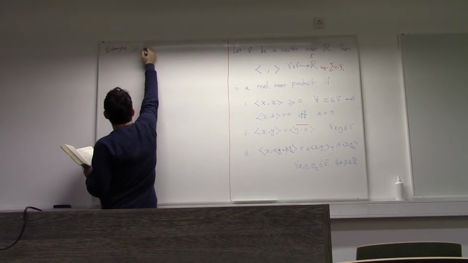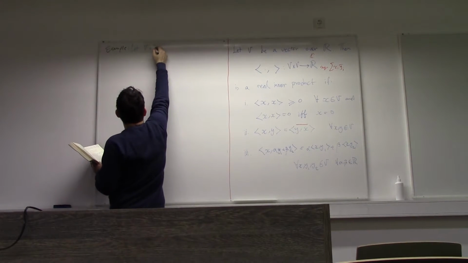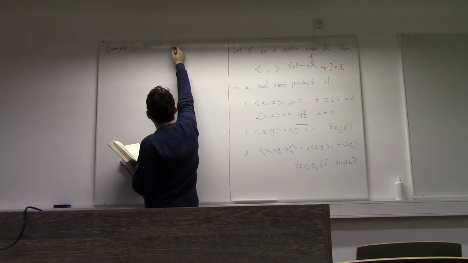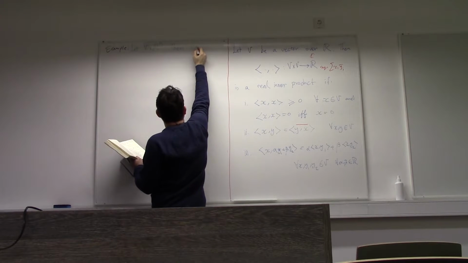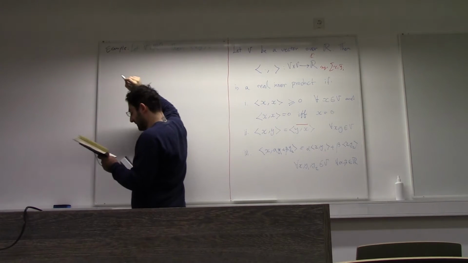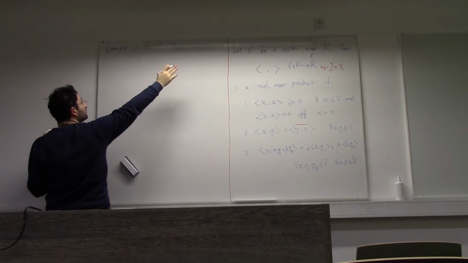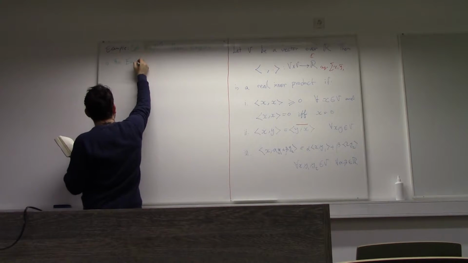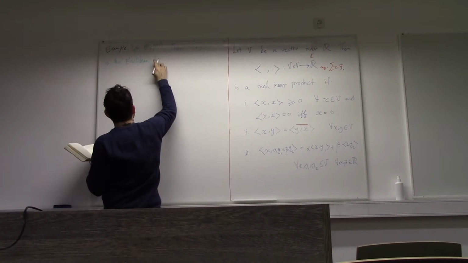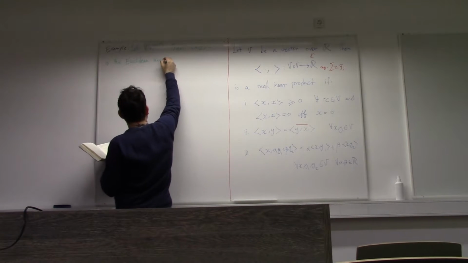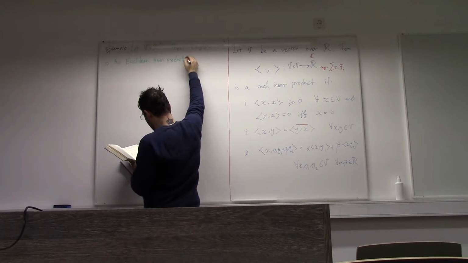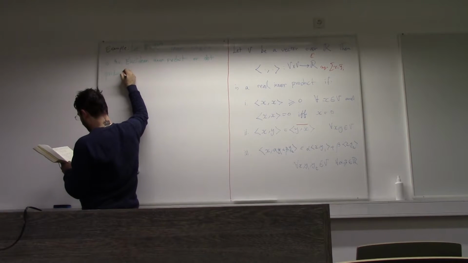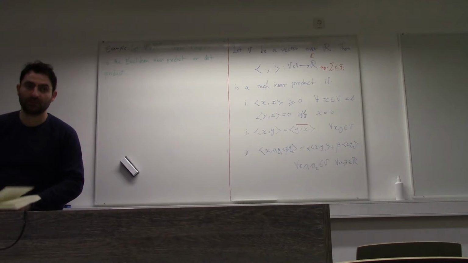So let V be Rn, then the inner product of x and y is the Euclidean inner product, or you know, it's called the dot product. So, filling the blank.